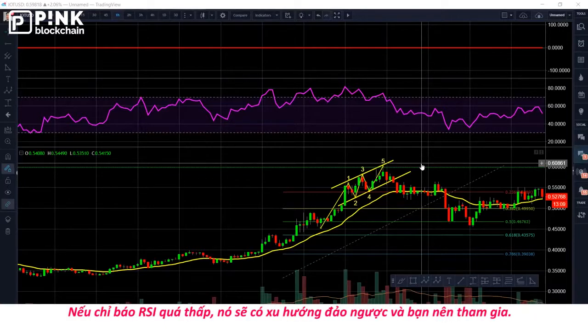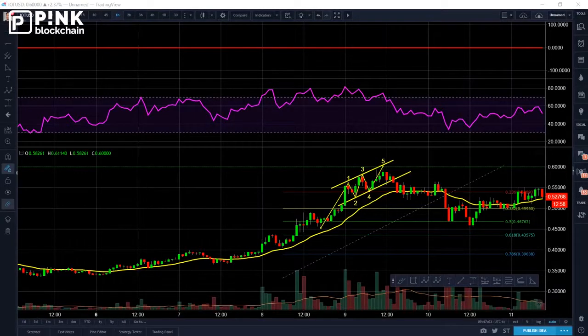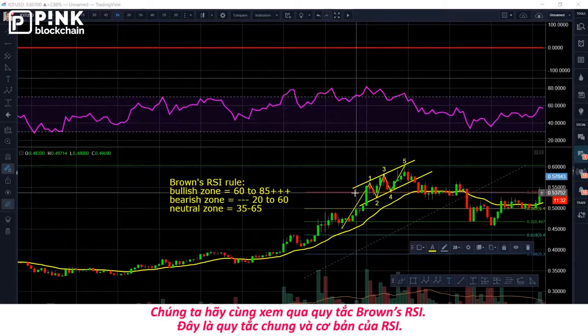If the RSI is too low, it's been dug with a backhoe. You just gotta go. And then the second rule goes like this. If the RSI is too high, it's likely to just die.